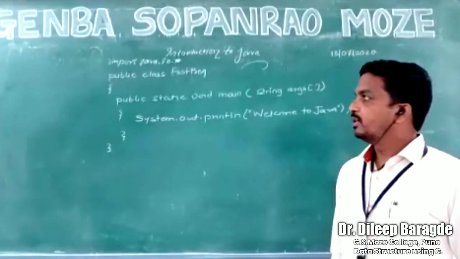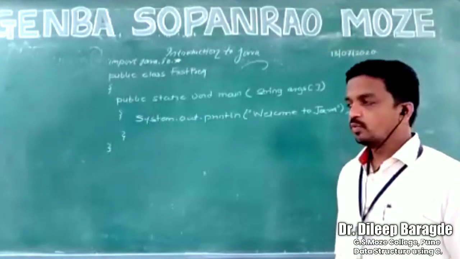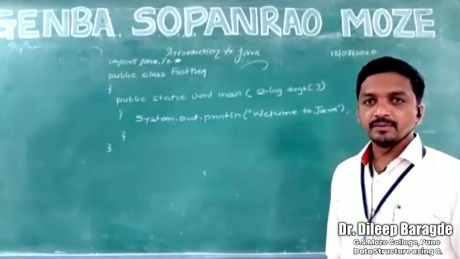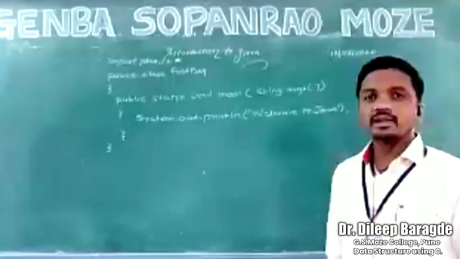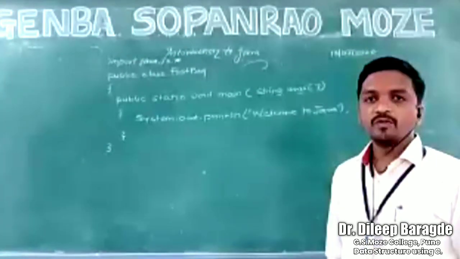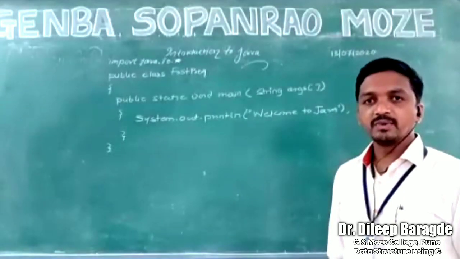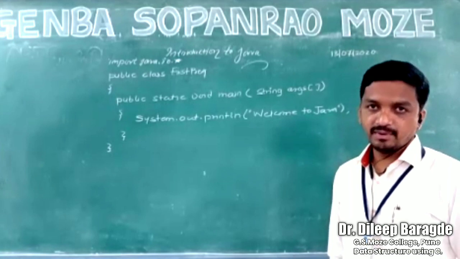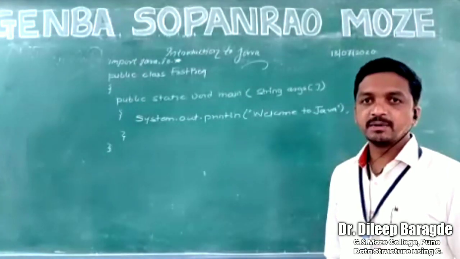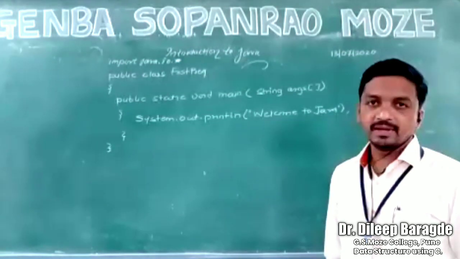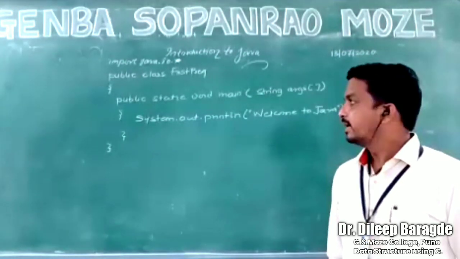Again, I will go one by one. So the first keyword is public. Why public? We have written the main function, and it is accessible to all functions. So that's why it is declared as public. The main function should be accessible by all other functions. Got this point? Next, static.